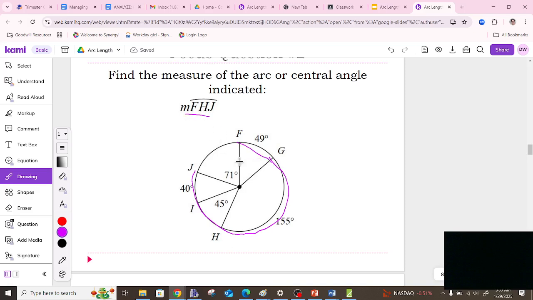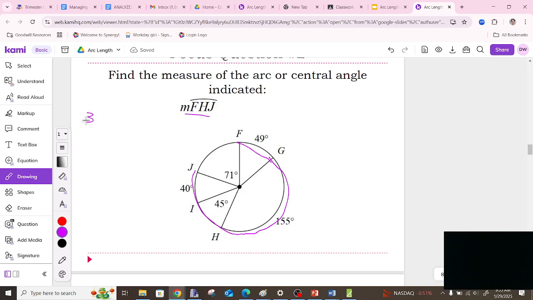Because it's the major arc because it's 3 letters. And you have to go in order, by the way. See how it went F, then H, then J? I'm not going to go F, J, H because that's not the order they gave it to me. They gave it to me first F, then H, then J. So it's basically the whole circle except for the 71 degrees. Do you all agree with that?